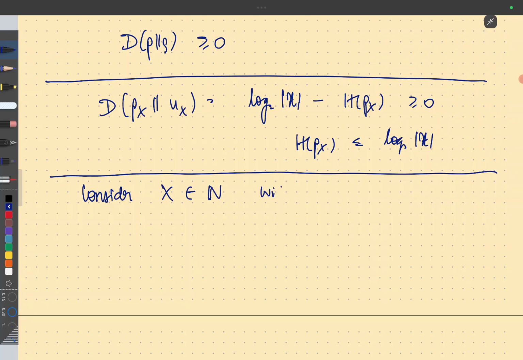With PMF Px, so Px is some probability mass function, and we'll assume that the mean of this random variable is bounded. It's equal to some quantity which is finite. Expectation of X is equal to mu. What can you say about the mean? What range does mu lie between?